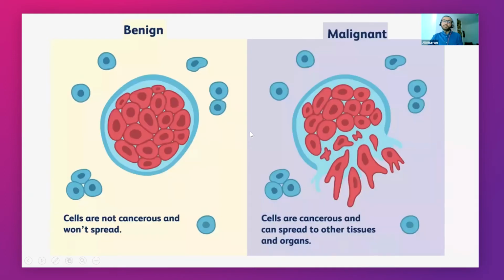And of course, you've got two different types of tumors that can involve salivary glands. So they can be benign. Benign tumors are usually quite well defined. They tend to have a capsule around them. They don't spread to other parts of the body.